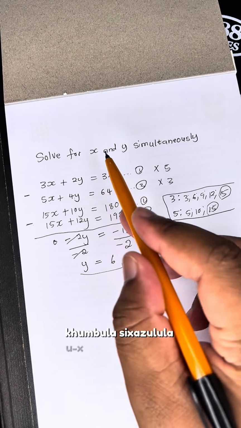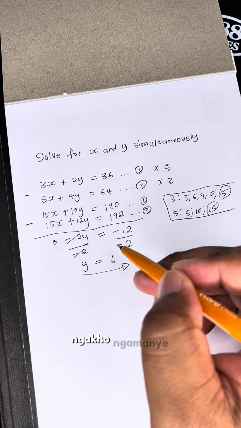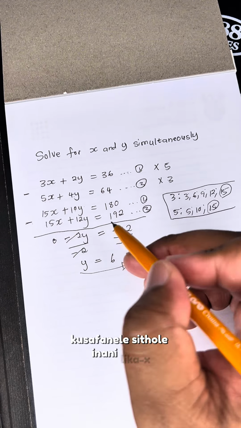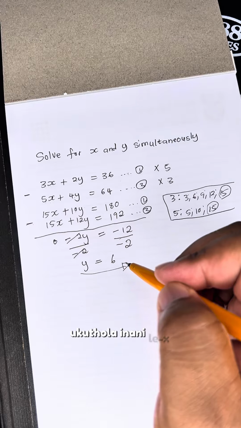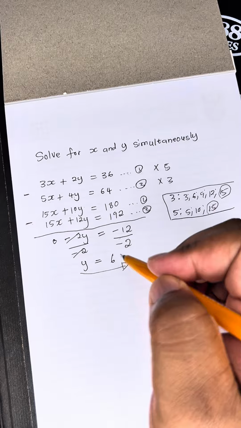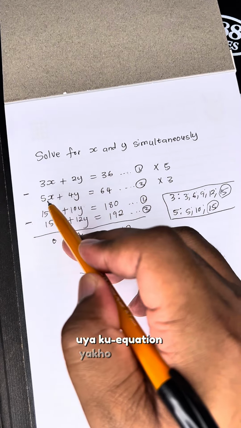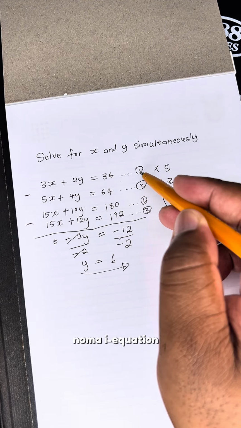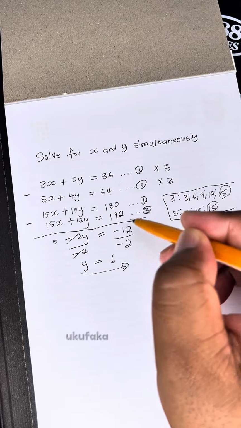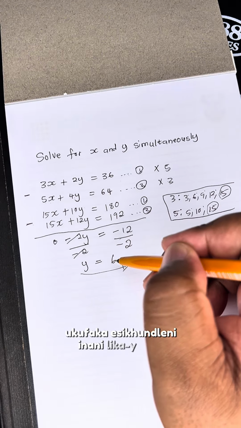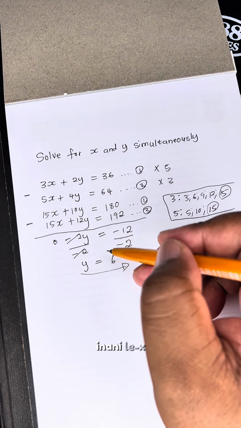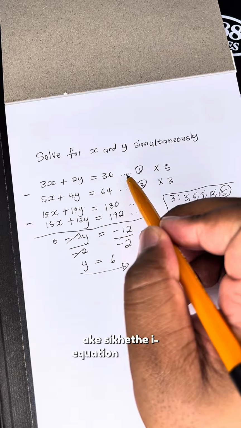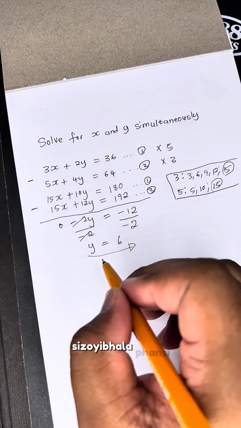Remember, we are solving for x and y simultaneously. So in other words, we still have to figure out the value of x. To figure out the value of x is now very easy. You go to your original equation. We can choose any equation, whether it's equation 1 or equation 2, to substitute the value of y. And then you find the value of x. Let's choose equation 1 in this case. We're going to write it down.